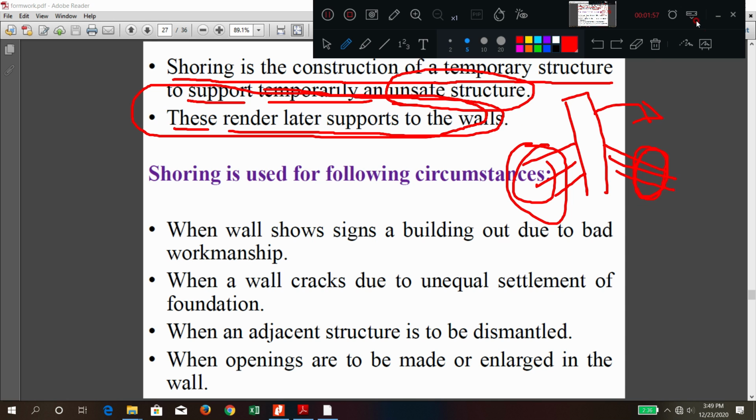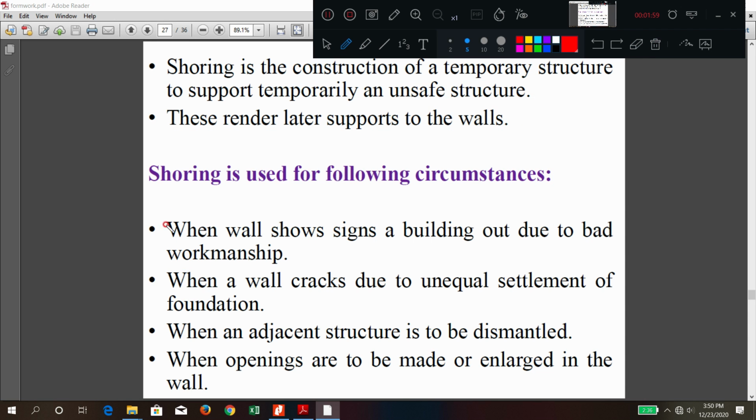Now, shoring is used under the following circumstances. When the wall shows signs of bulging out due to bad workmanship. This is a bulging, meaning the wall is bulging outside.